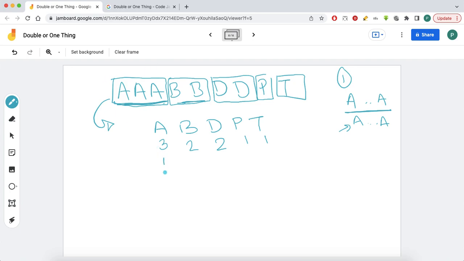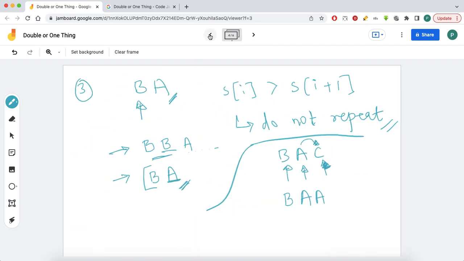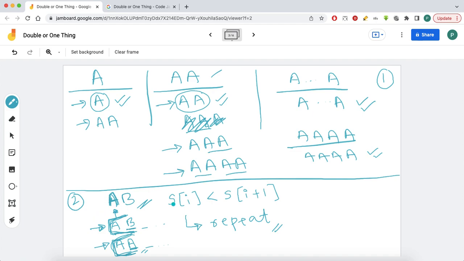Okay, so let's now apply our algorithm on this newly generated string. We are at A now. We see that this A is smaller than this B. So according to observation number 2, if the character is smaller than the next character, then we choose to repeat it. Okay.